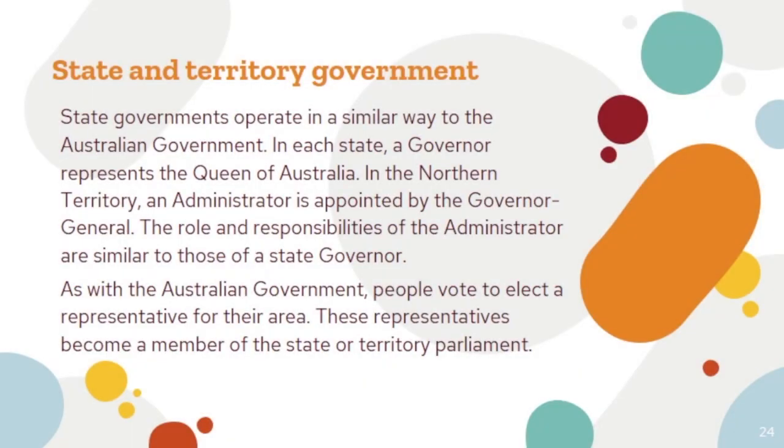State governments operate in a similar way to the Australian government. In each state, a governor represents the Queen of Australia. In the Northern Territory, an administrator is appointed by the Governor-General. The role and responsibilities of the administrator are similar to those of a state governor. As with the Australian government, people vote to elect a representative for their area. These representatives become a member of the state or territory parliament.